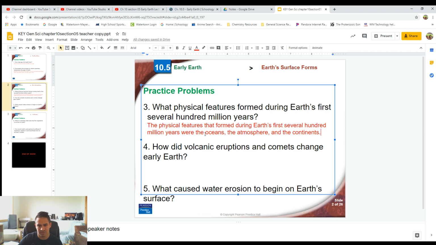Or I guess, yeah, that's fine. Leave it as the continents. They weren't necessarily continents yet, but landmass continents, fine. All right, number 4. How did volcanic eruptions and comets change early Earth?